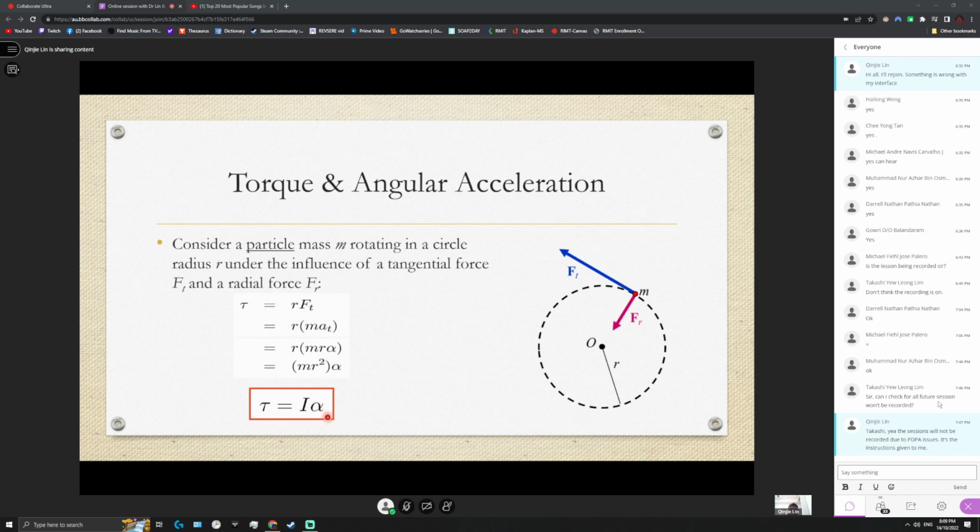Does it look very familiar to our linear part? In the linear part, we have F equals ma. So when we talk about rotations, F is analogous to torque, m is analogous to I, a is analogous to alpha. So it's about the same, looks very similar. Torque equals I alpha.